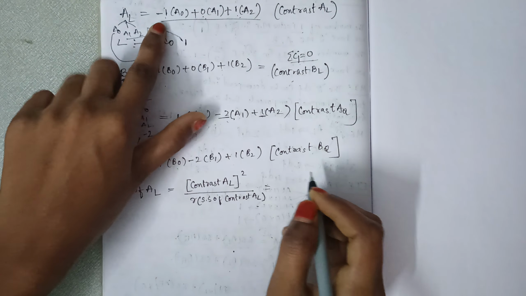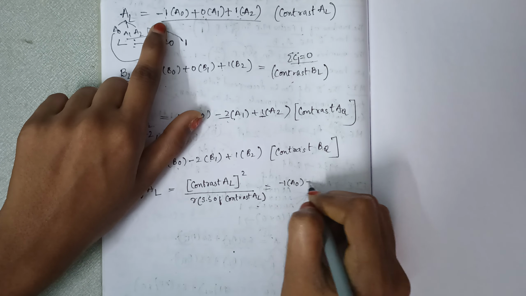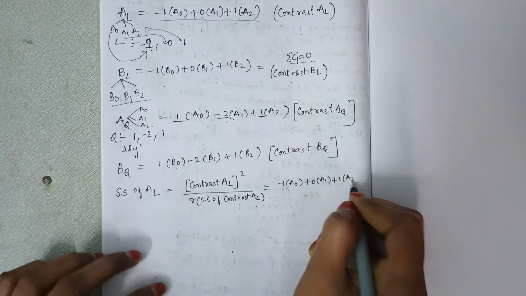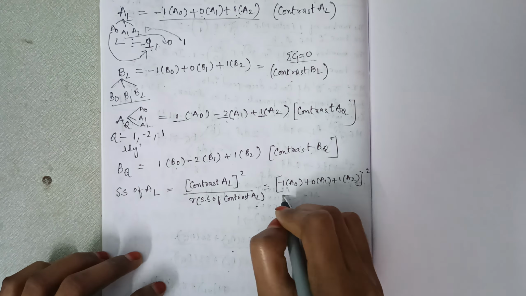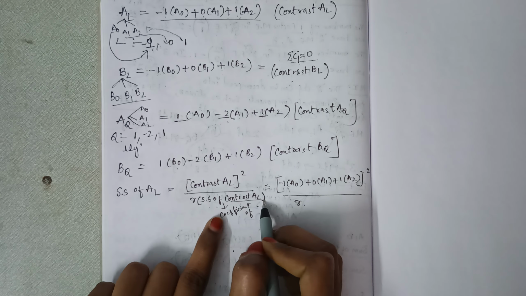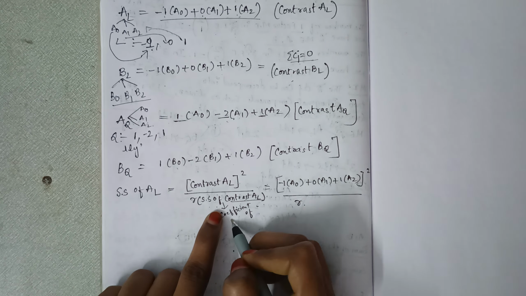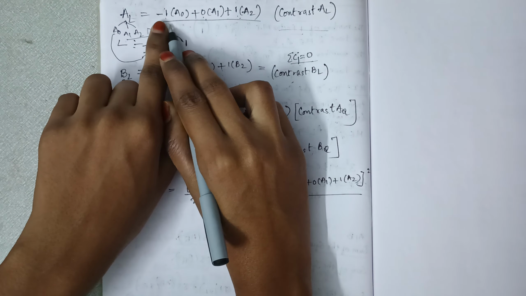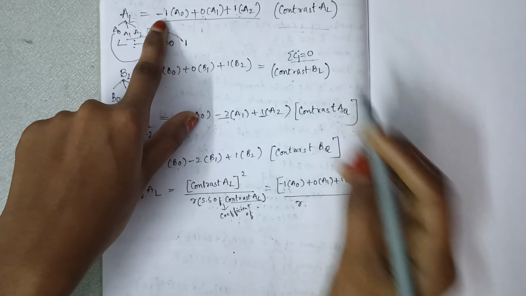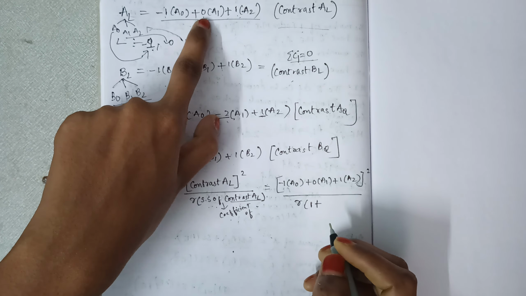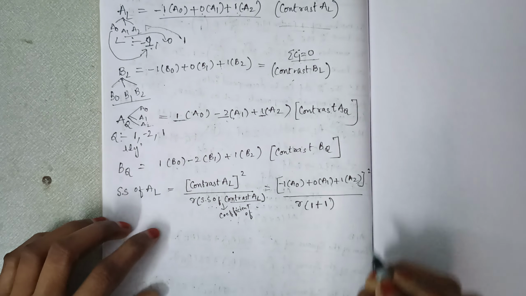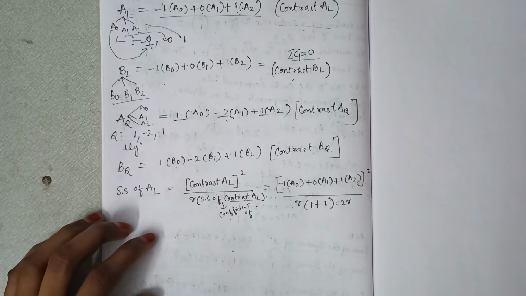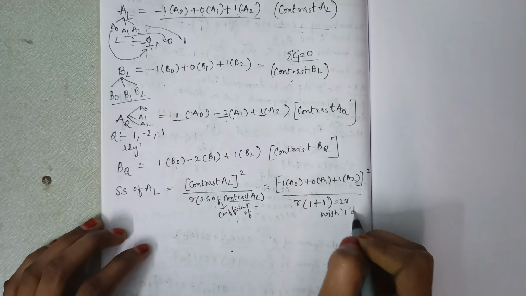సో ఇక్కడ కాంట్రాస్ట్ AL అంటే మనకి ఏమొచ్చింది, -1 into A0 plus 0 into A1 plus 1 into A2 whole square divided by r into here sum of the squares of coefficient of here this is the coefficient of contrast AL. ఈ కాంట్రాస్ట్ ఏఎల్ ఏదైతే ఉందో వాటి యొక్క కోఎఫిషియెంట్ స్క్వేర్ చేయాలి. ఇక్కడ సమ్ ఆఫ్ ది స్క్వేర్స్ అంటే స్క్వేర్ చేసి వాటిని యాడ్ చేయాలి, వాటి కోఎఫిషియెంట్స్ని. సో ఇక్కడ మనకు కాంట్రాస్ట్ ఏఎల్లో వాటి యొక్క కోఎఫిషియెంట్స్ ఏంటి, -1. దీని స్క్వేర్ ఎంత, -1 హోల్ స్క్వేర్ 1. సో 1 ప్లస్ 0 స్క్వేర్ 0 ప్లస్ 1 స్క్వేర్ 1 ప్లస్ 1 which is nothing but this is 2r with 1 degree of freedom.